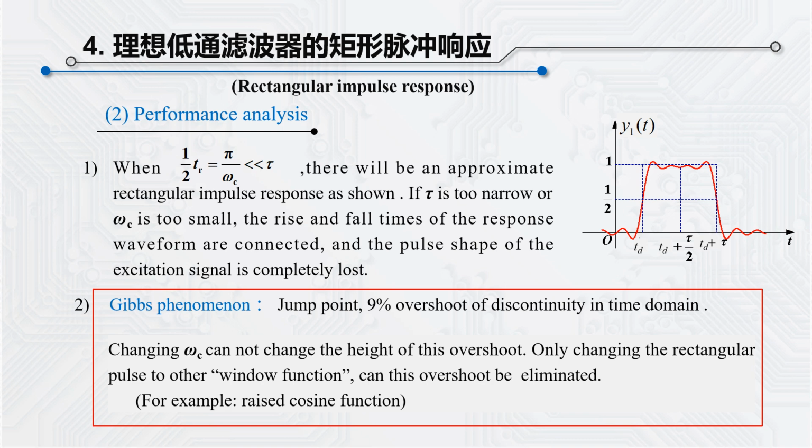Therefore, in actual engineering, only if the rectangular pulse changes to another window function. Because the rectangular pulse is a gate function, it is also called a window function. So, only if the rectangular pulse is changed to other window function can this overshoot be eliminated. The detailed content will be explained in the course of digital signal processing.